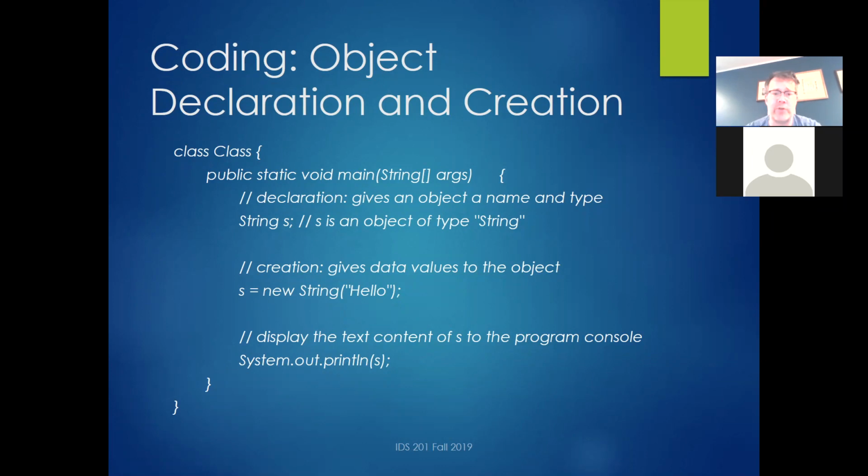So the line s equals new string hello, we're sending along that text, and we're creating the new string object containing the text hello. And then last, just here, display the content of s to the program console. So we print it out and it'll print out hello. If you like, this is a very simple program, right? It's got a main method, we run it, it creates a string and it displays it, ta-da, does something.